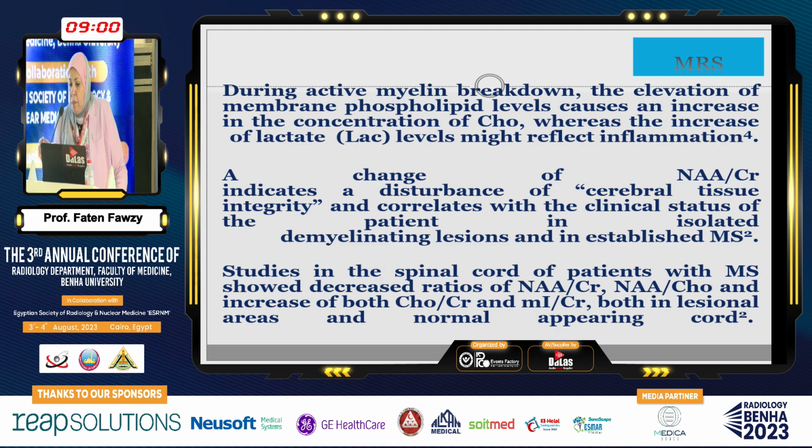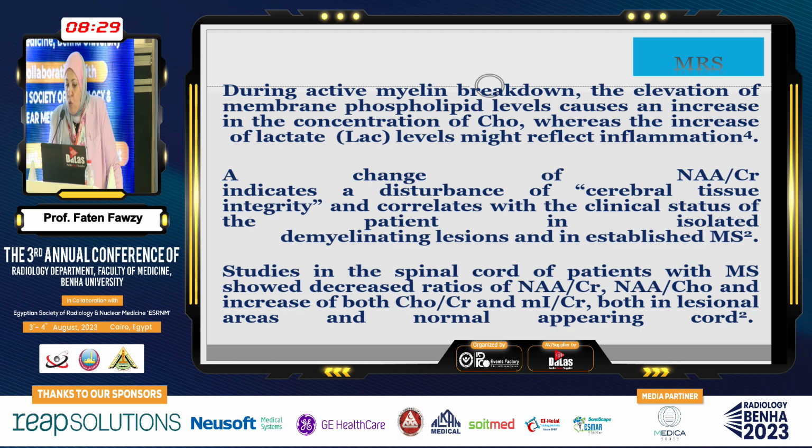During active myelin breakdown, there is elevation of the membrane phospholipid reflected by the choline, together with the presence of some inflammatory products such as the lactate. Also, there is a change in N-acetylaspartate creatine that indicates a disturbance in the cerebral tissue integrity and correlates with the clinical status of the patient. يعني أقدر أحدد البيشنت ده في which stage, relapsing, remitting, or progressive stage.